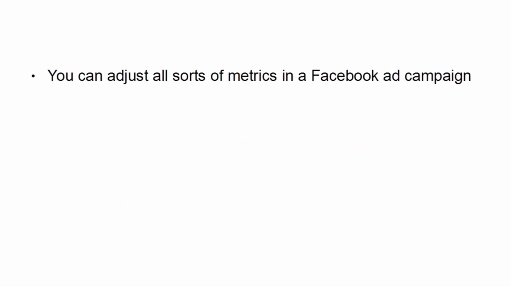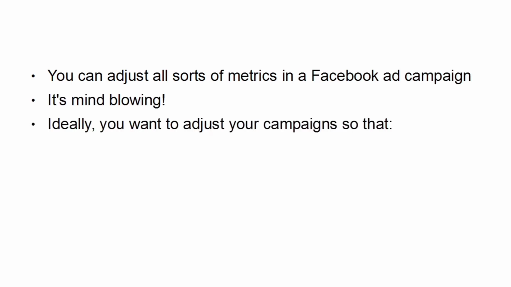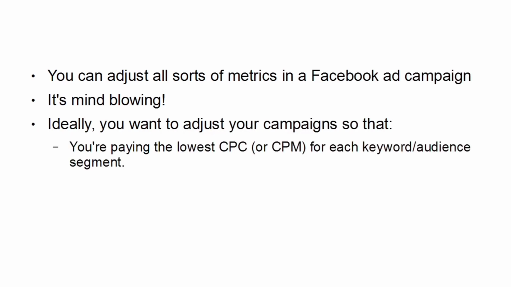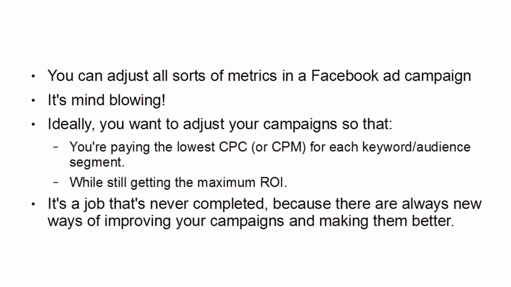You can adjust all sorts of metrics in a Facebook ad campaign. You know, quite frankly, it's mind-blowing. So ideally, you want to adjust your campaigns so that, first of all, you're paying the lowest CPC or CPM for each keyword or audience segment, while still getting the maximum ROI. And it's a job that's never completed because there are always new ways of improving your campaigns and making them better.